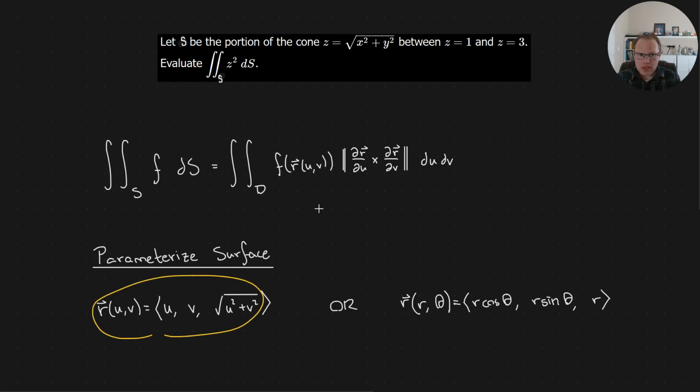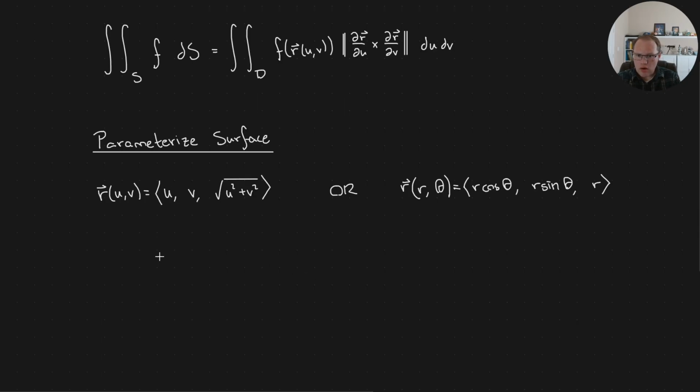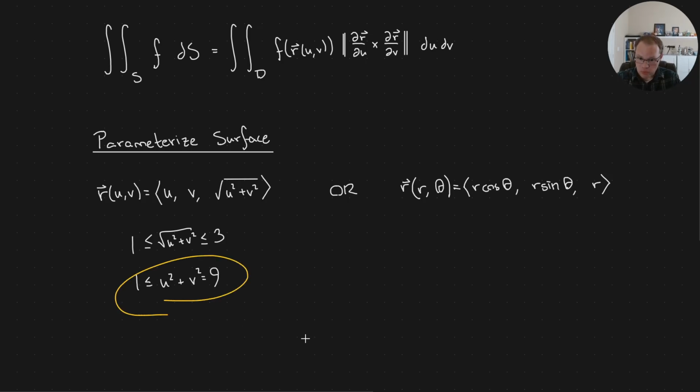But notice we want z to be between 1 and 3. So our limits of integration are going to be a little bit different for both of these. For this one, we want our z to be between 1 and 3, so that means root u squared plus v squared should be between 1 and 3, which means u squared plus v squared should be between 1 and 9. Okay? That's the region over which we want to integrate.